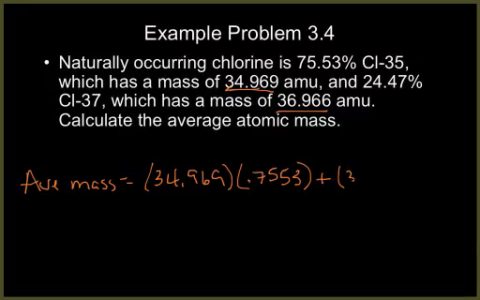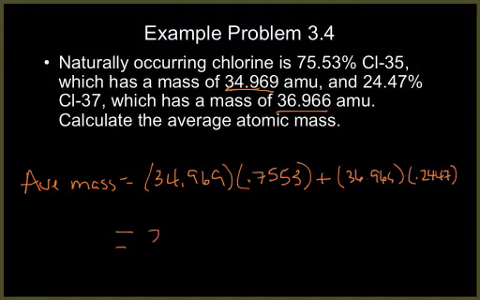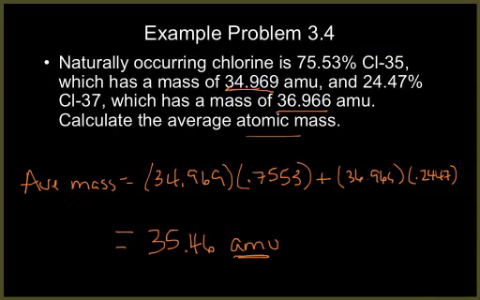The second one has a mass of 36.966, and it has an abundance of 0.2447, or 24.47%. Okay, so then I'm going to go ahead and do the calculation there, and I should end up with 35.46 AMUs. So when we're talking about average atomic mass, those units are actually atomic mass units, or AMUs.